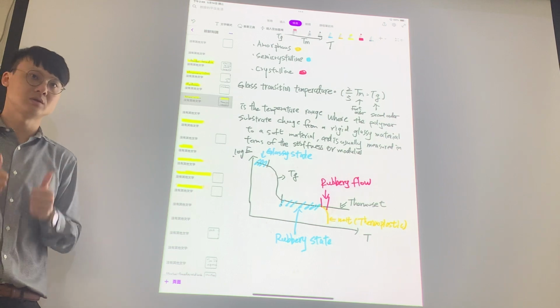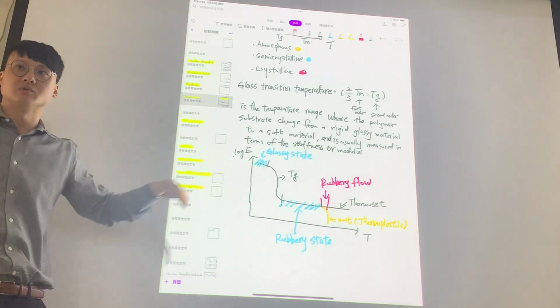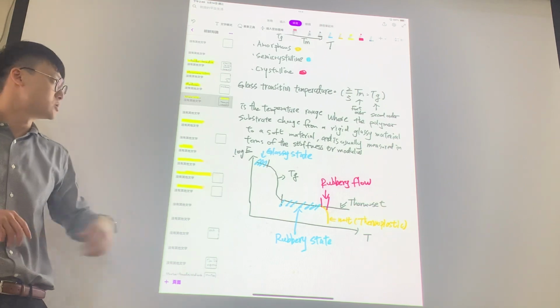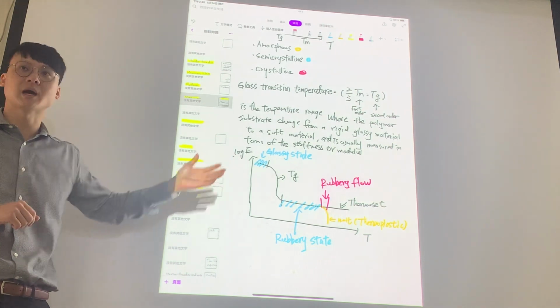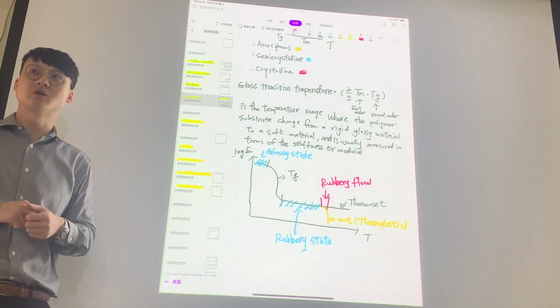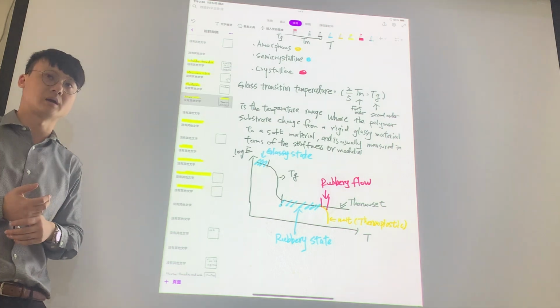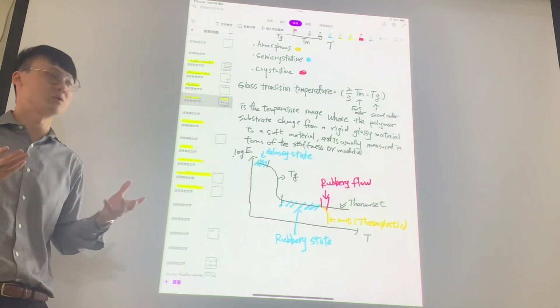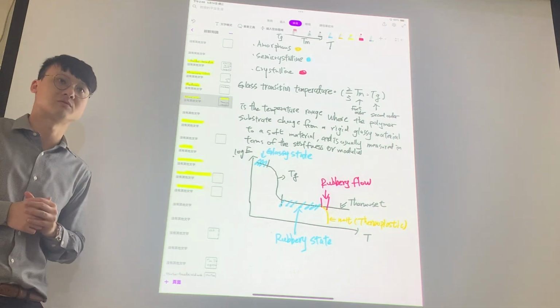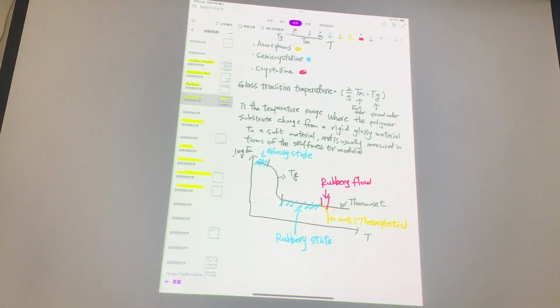Does that make sense? This is the definition of glass transition temperature, and there are many ways to describe it. First you start with the glassy state. Once you pass the TG point, you basically turn into a rubbery state. If you continue to heat up, eventually it will become watery, what we call in the technology the melt flow, and eventually it melts into a liquid form. Does that make sense to you guys?